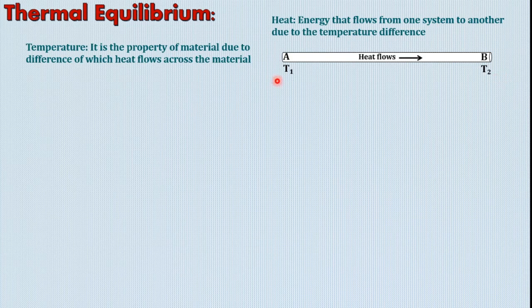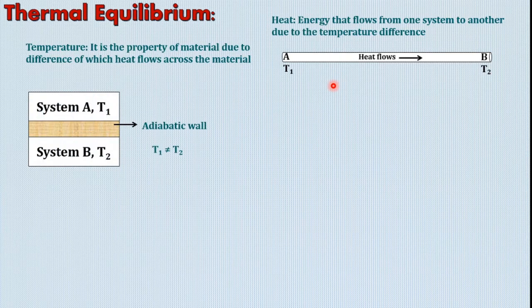Now instead of considering two different temperatures, if we consider these two temperatures to be the same, for example only T, then what will happen? There will be no heat flow across the rod. Definitely, because energy flows across the rod if and only if T1 and T2 are different. So these are the meanings of temperature and heat we should always remember.